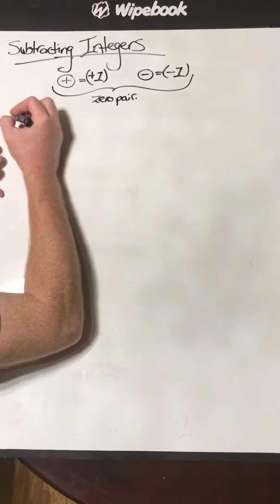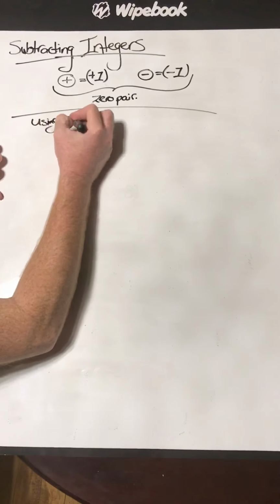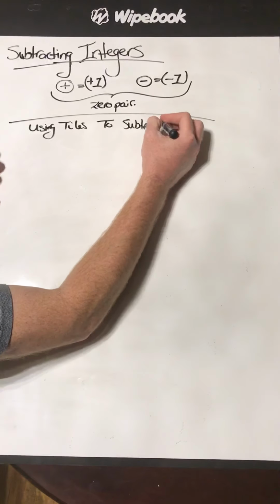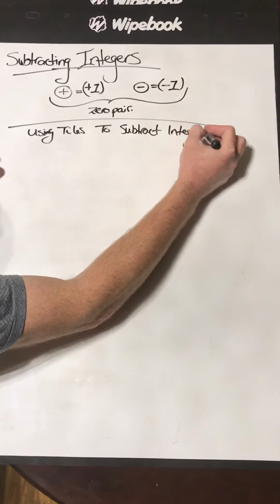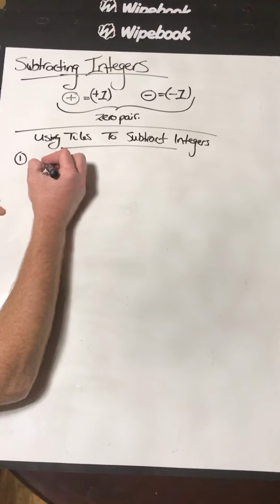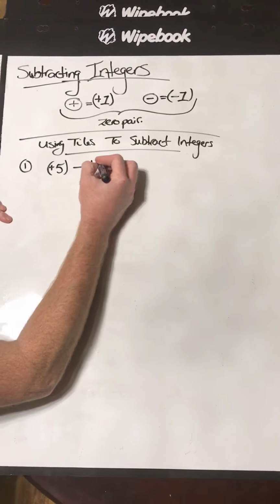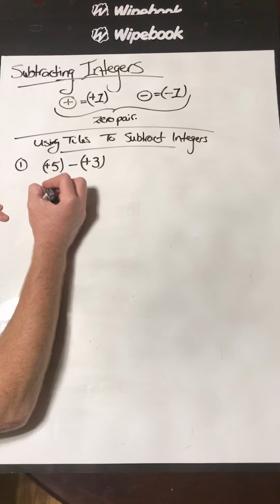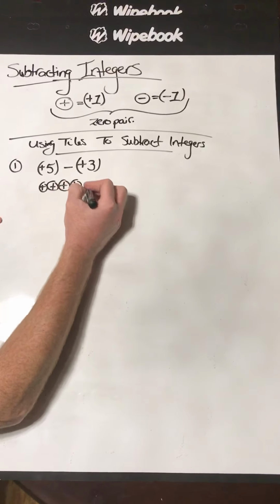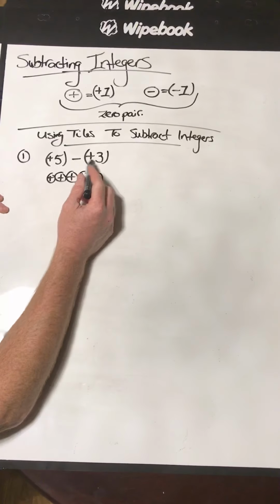So the first thing that we're going to be doing is using tiles to subtract integers. All right, and the first question that we're going to work on is positive 5 subtract positive 3. So I start out with my 5 positive tiles, and I want to subtract 3 positive tiles.